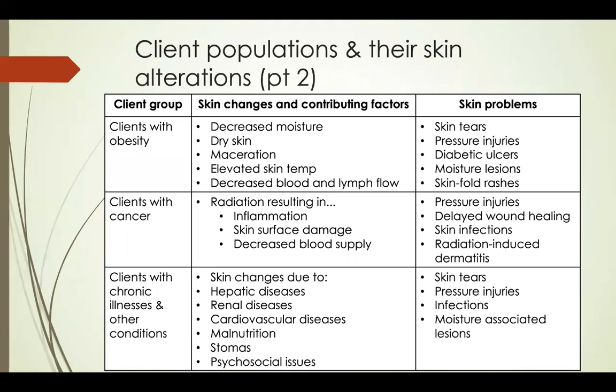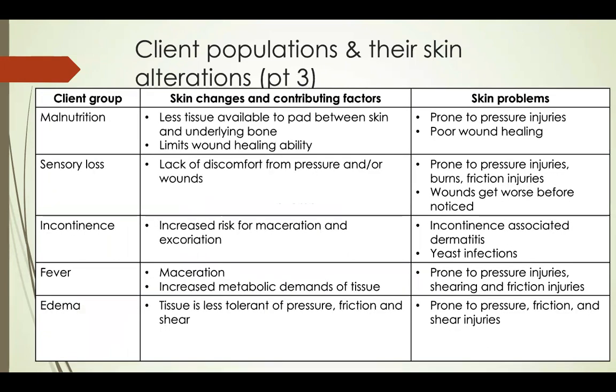Now, any other chronic illnesses, this could be liver diseases, kidney diseases, heart diseases, poor nutrition, a stoma. So in elimination, we learned about the stoma from the ostomies, the part of the organ that's out on the abdomen. Psychosocial issues, and those all increase the risk of skin tears, pressure injuries, infections, and moisture associated lesions.